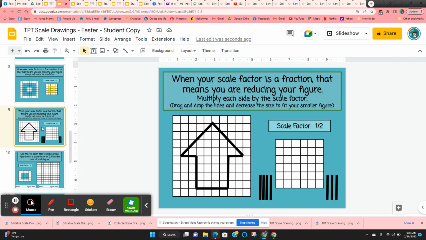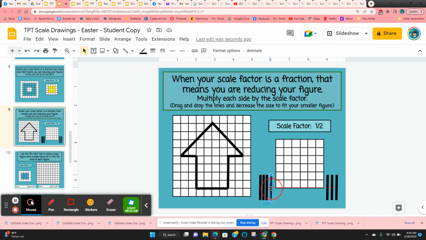We get to slide 9. Now it's a little bit different. They're not going to be using the fill color feature this time. They're going to be using these bars. They've got an arrow, and the scale factor is 1/2. So it's going to be 1/2 the size. That means each side divided by 2. These two sides here, you're going to have to do those last. You're just connecting the points.